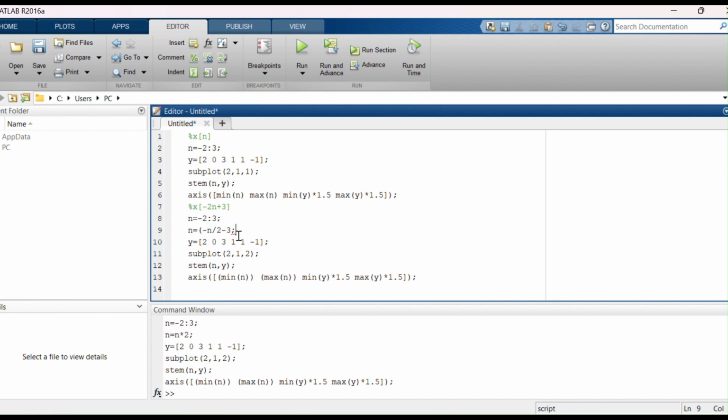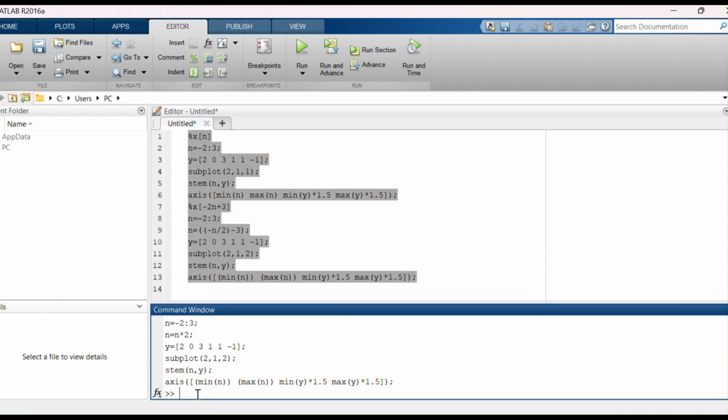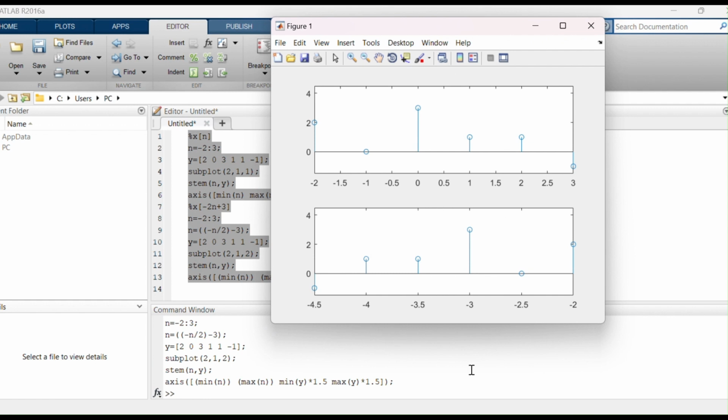Okay, this is the only difference. Then let's check. CLC to clear all, and then here it is.